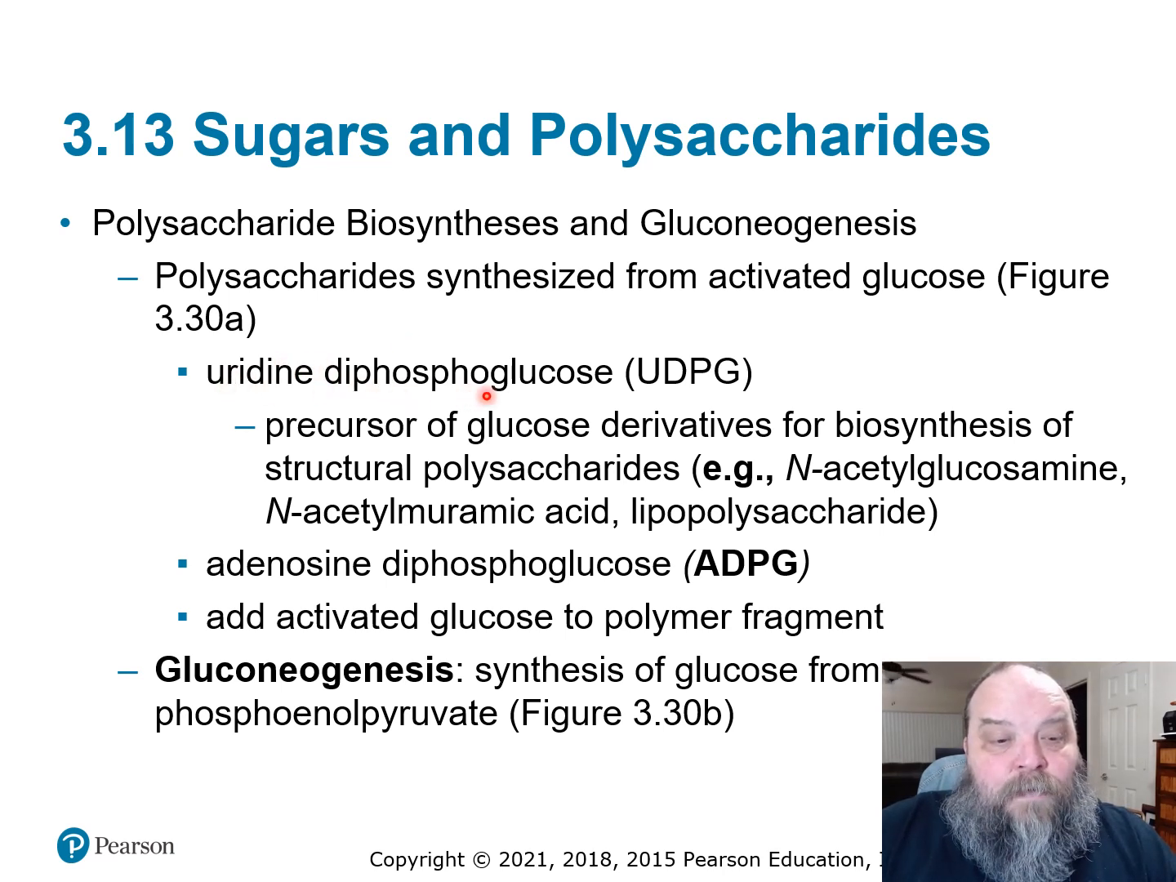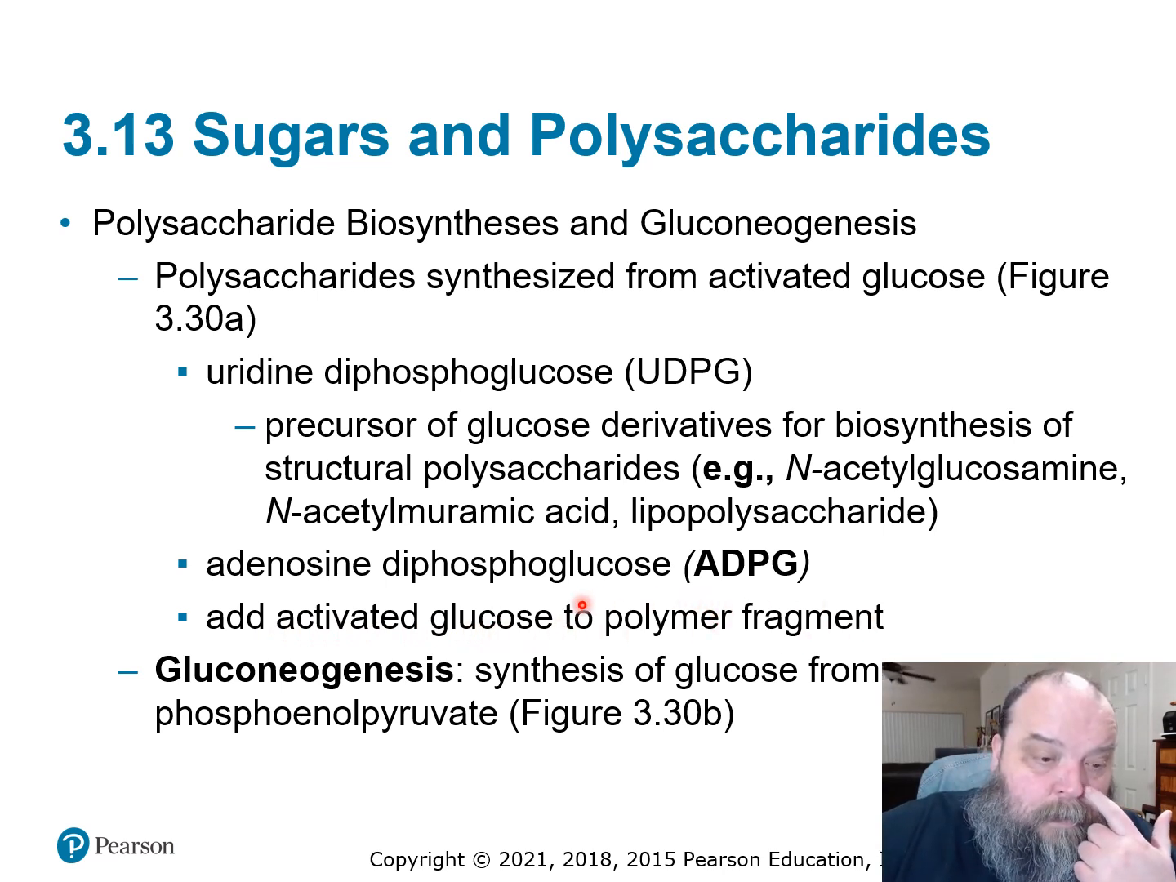Uridine diphosphoglucose, UDPG, is a glucose derivative. It's going to be the precursor for our NAG and NAM and for the sugars attached to the lipopolysaccharides. You're also going to see adenosine diphosphoglucose, and then any glucose that's going to be added to form polymers.